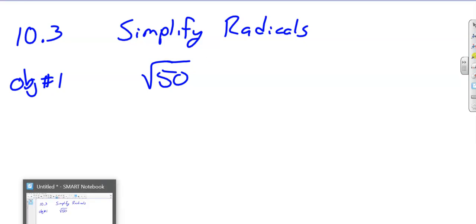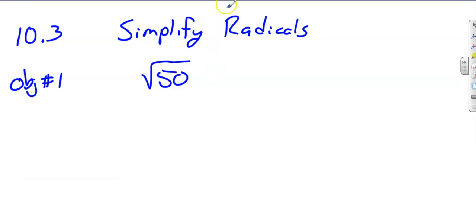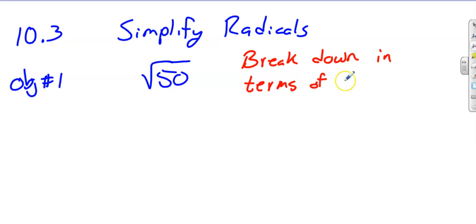Okay. If you have to simplify the radicals on this one, this is where you're going to break this number down in terms of prime numbers. And this is going way back to when you had to use the old factor tree and take the number and break it up. So basically you're going to take 50 and just start breaking this thing up.